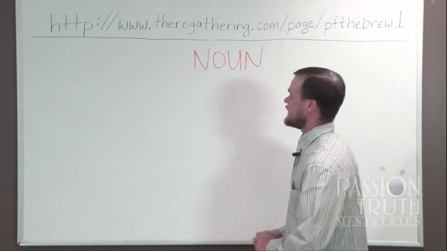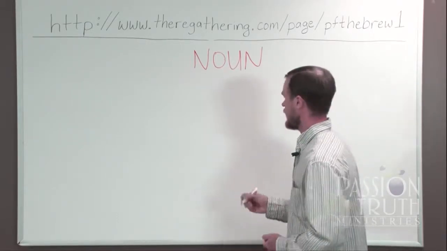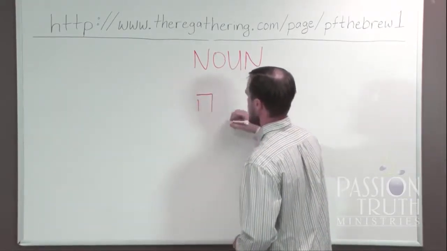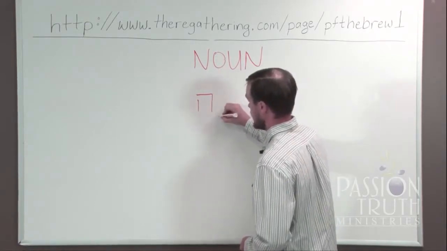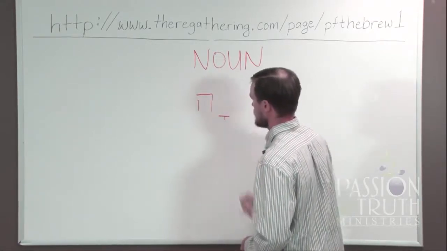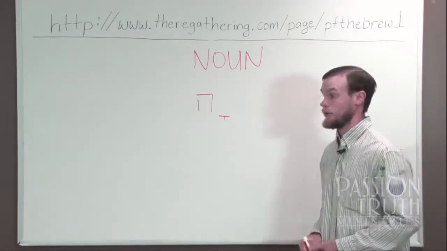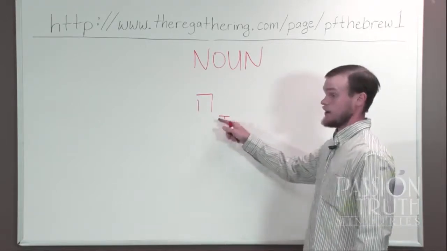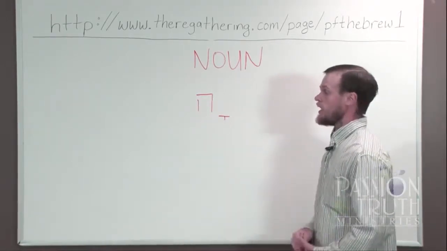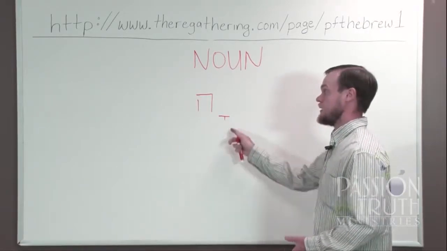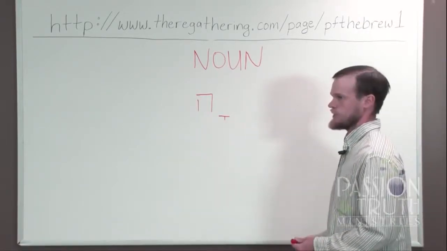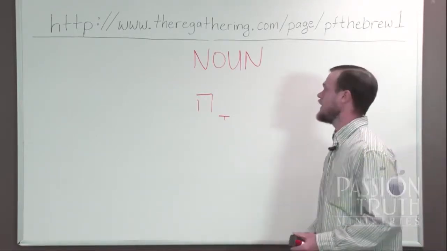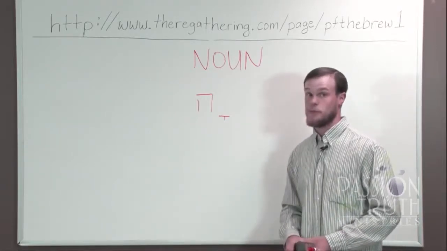But 99% of the time, if you find a noun that ends in a he, and the vowel right before the he is a komets, then this is a feminine noun. Now, not all feminine nouns end in komets he, but among nouns that do end in komets he, 99% of them are feminine. So the komets he is a really good tip-off that we're dealing with a feminine noun.